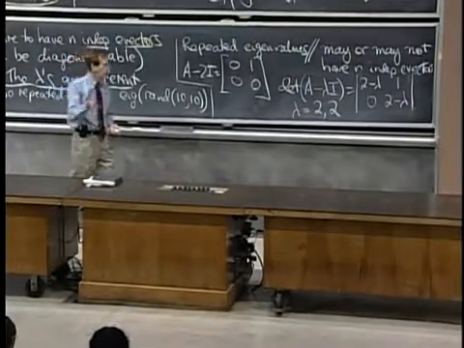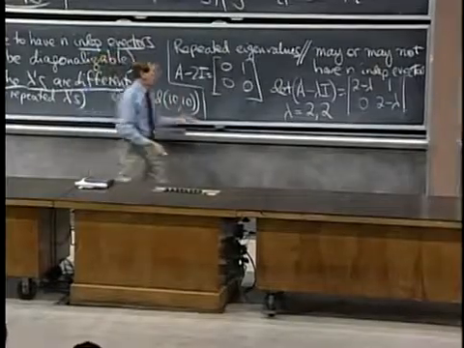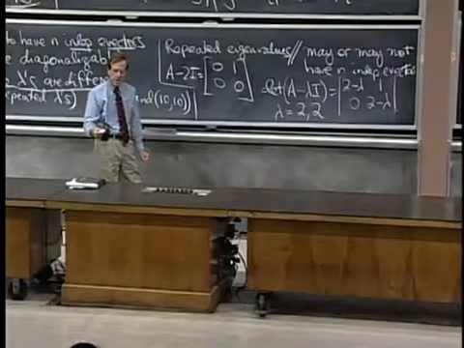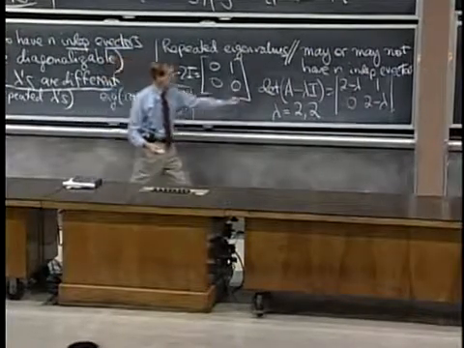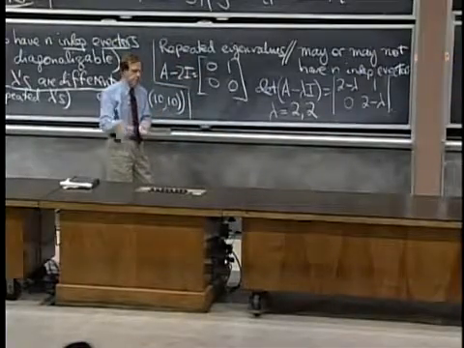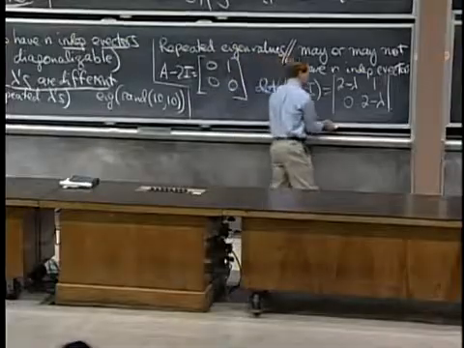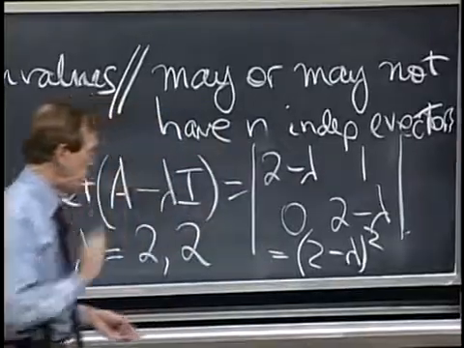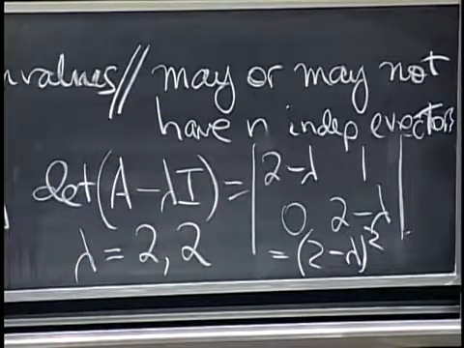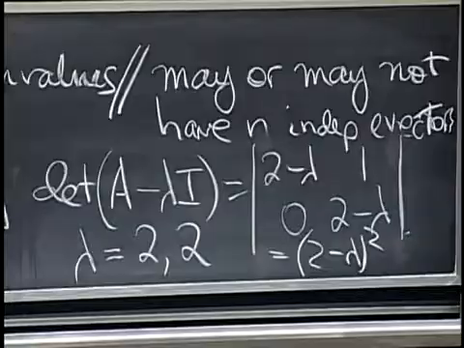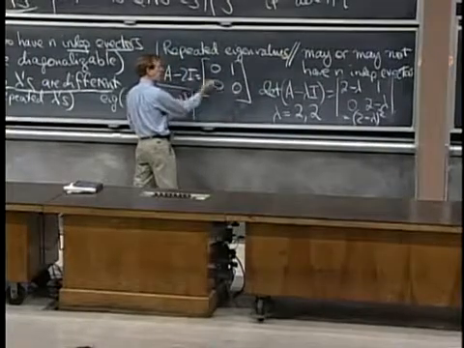My algebraic multiplicity is 2. When I count how often the eigenvalue is repeated, that's the algebraic multiplicity. How many times is it the root of the polynomial? My polynomial is 2 minus lambda squared. It's a double root, so my algebraic multiplicity is 2. But the geometric multiplicity looks for eigenvectors, which means the null space of this matrix.